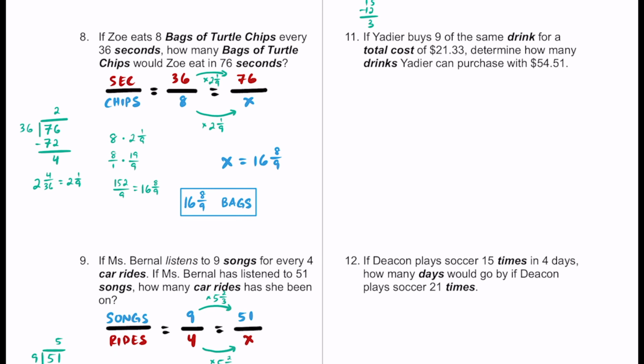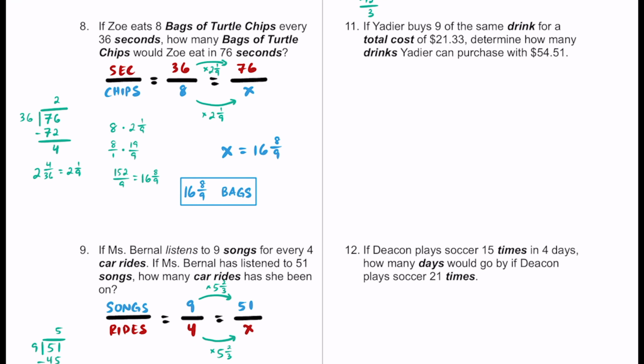For number 11, if Yadi is going to be buying 9 of the same drink for a total cost of $21.33, the question is how many of these drinks could they buy with $54.51? So our units here are going to be cost and drink, and typically it makes sense to find the cost for one drink as opposed to finding how much of a drink you can buy with $1.